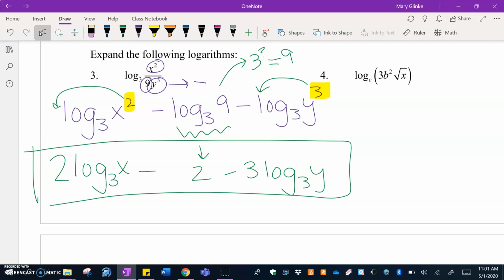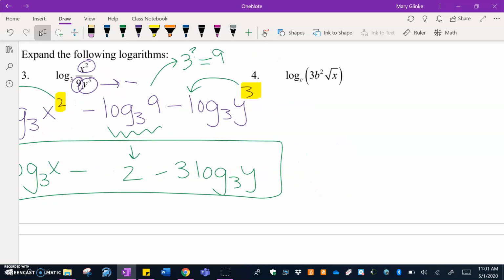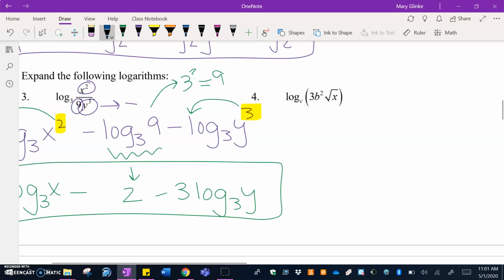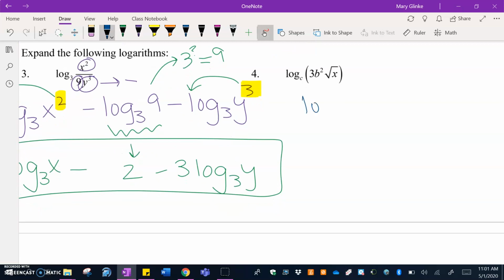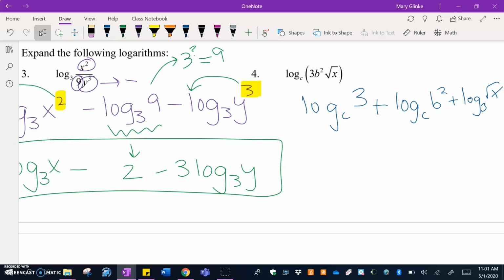Let's go ahead and take a look at number 4 then. Same idea. I see 3 different terms, so I'm going to write log base c 3 different times. So log base c, one is for the 3. Log base c, one is for the b squared. And log base c for the square root of x. There is no denominator for this one, so all of these are actually positive, so you're going to have a plus sign for each of them.